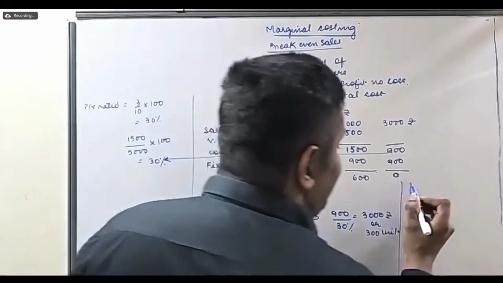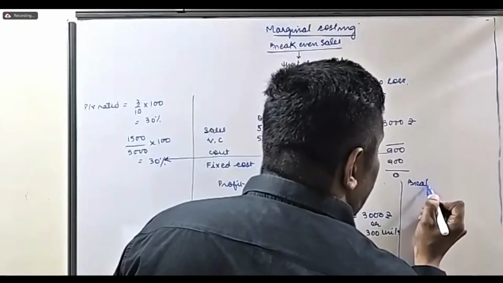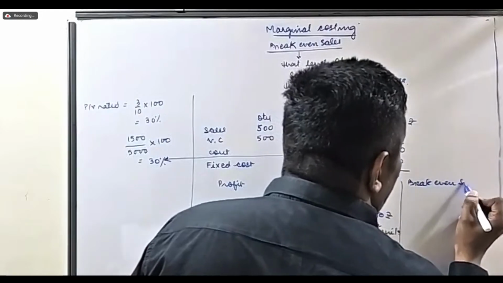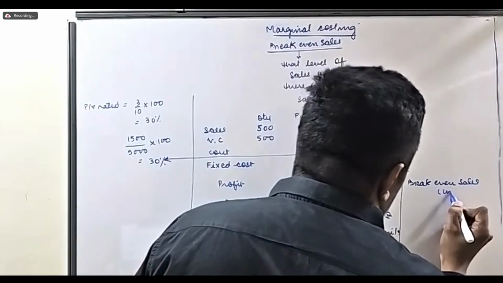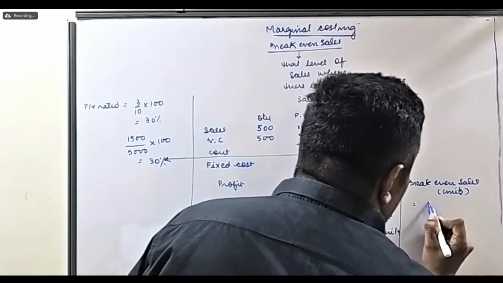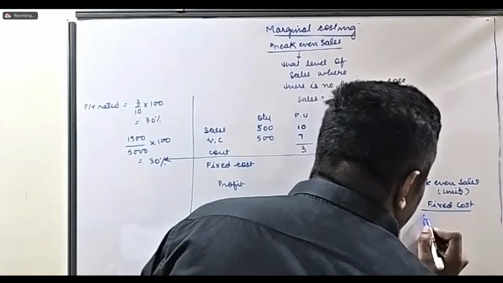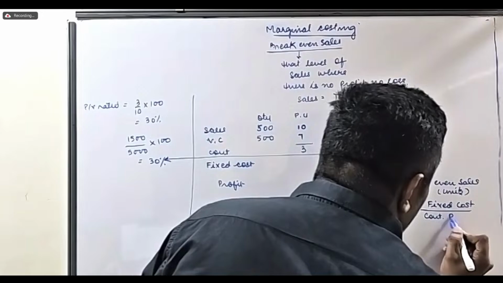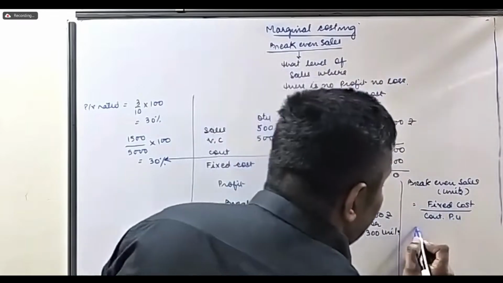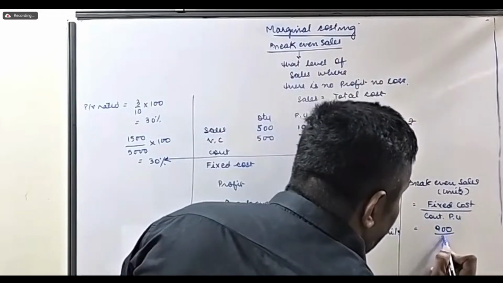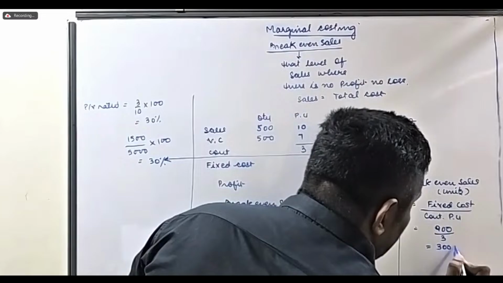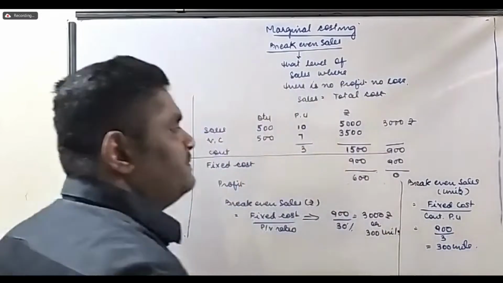So this is how we can calculate the break-even sales in units also. If you want to directly calculate break-even sales in units, it is fixed cost divided by my contribution per unit. So fixed cost is 900 divided by my 3. So this is how we get 300.